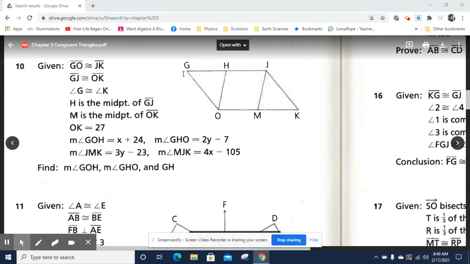Hey, this is Mr. Ward, and welcome to Chapter 3, Section 2, Number 10. In response to some confusions that were expressed by some folks, I thought I'd give a little walkthrough of this.